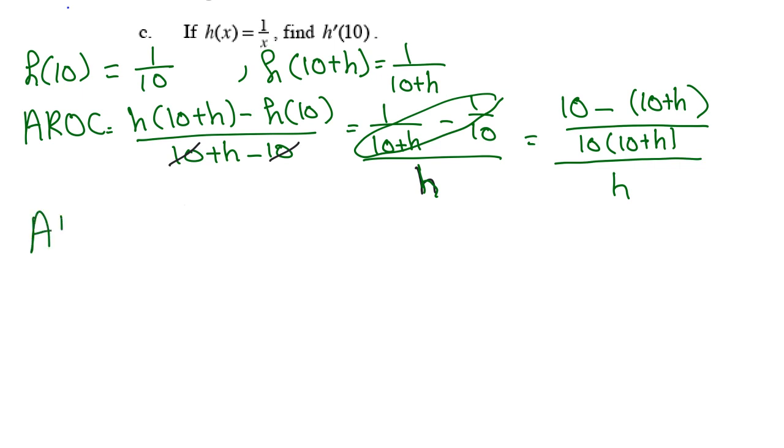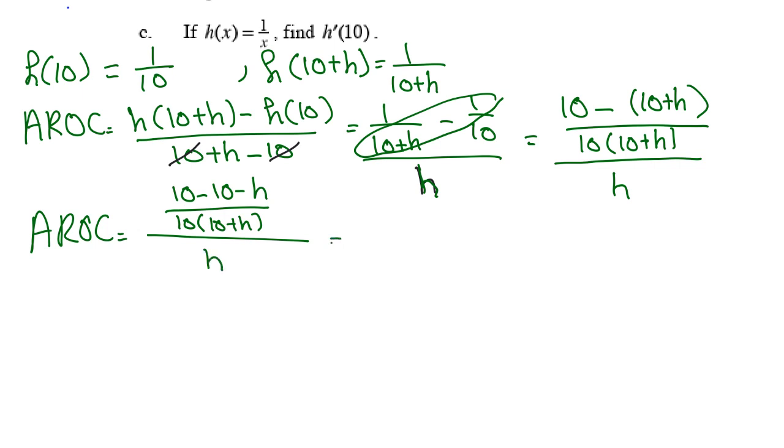Simplifying further for your AROC, you will have a fraction in your numerator, which is 10 minus 10 minus h, divided by 10 times 10 plus h, over h. Simplifying further, those 10s cancel out, leaving us with an h over 10 times the 10 plus h, and it's all divided by h.